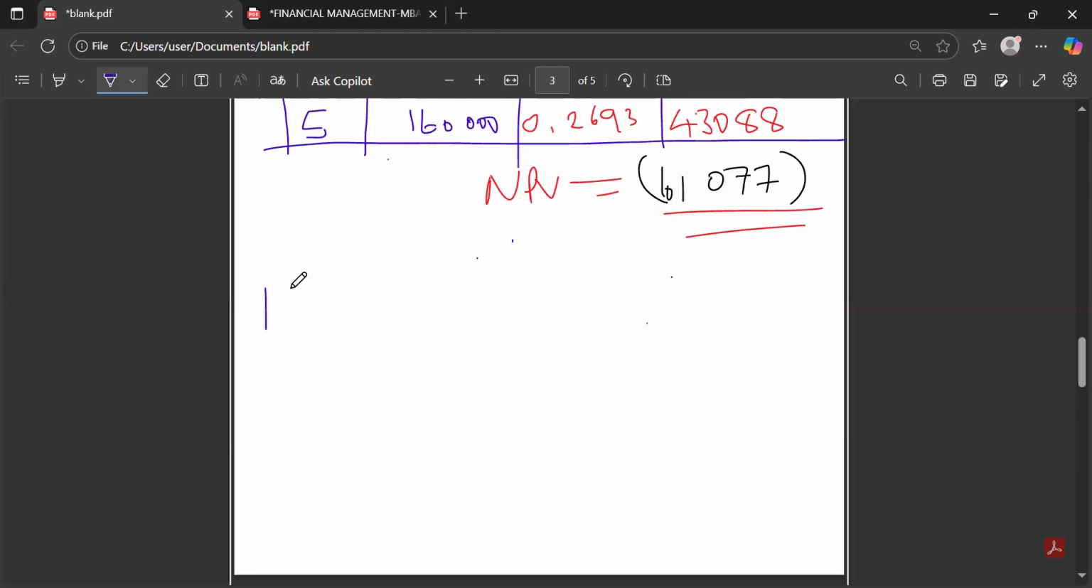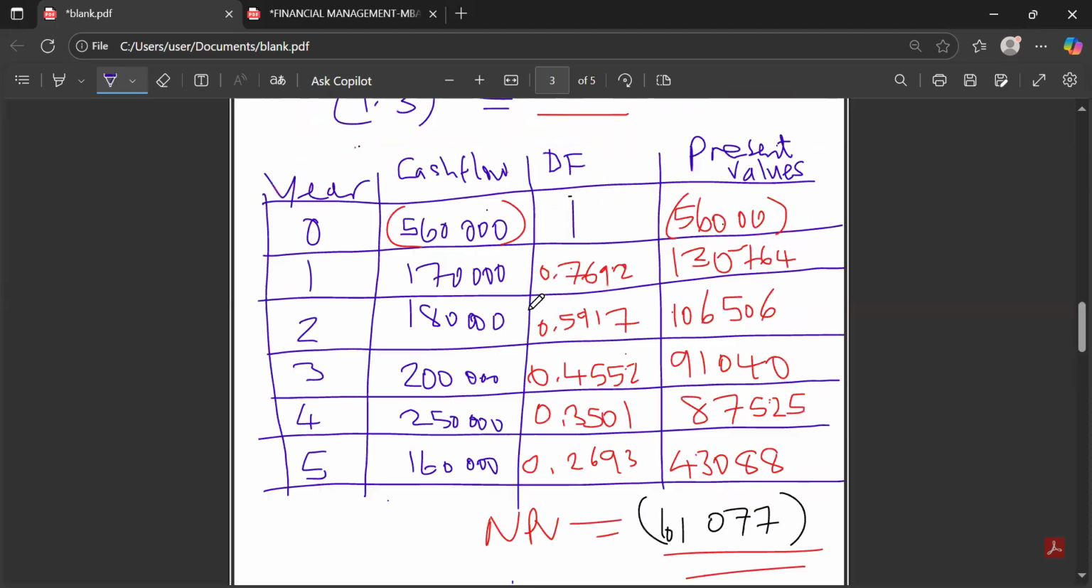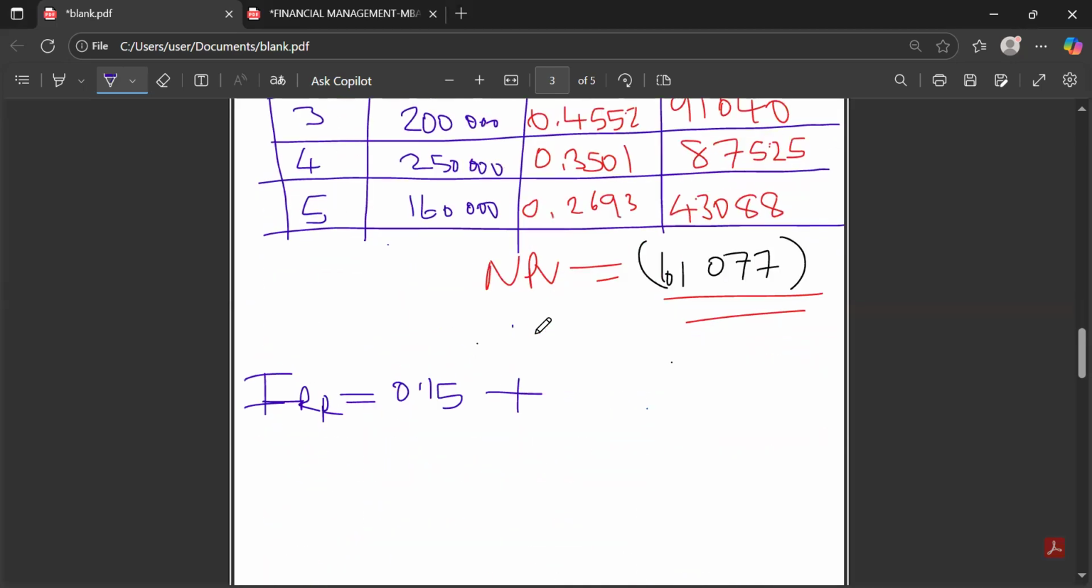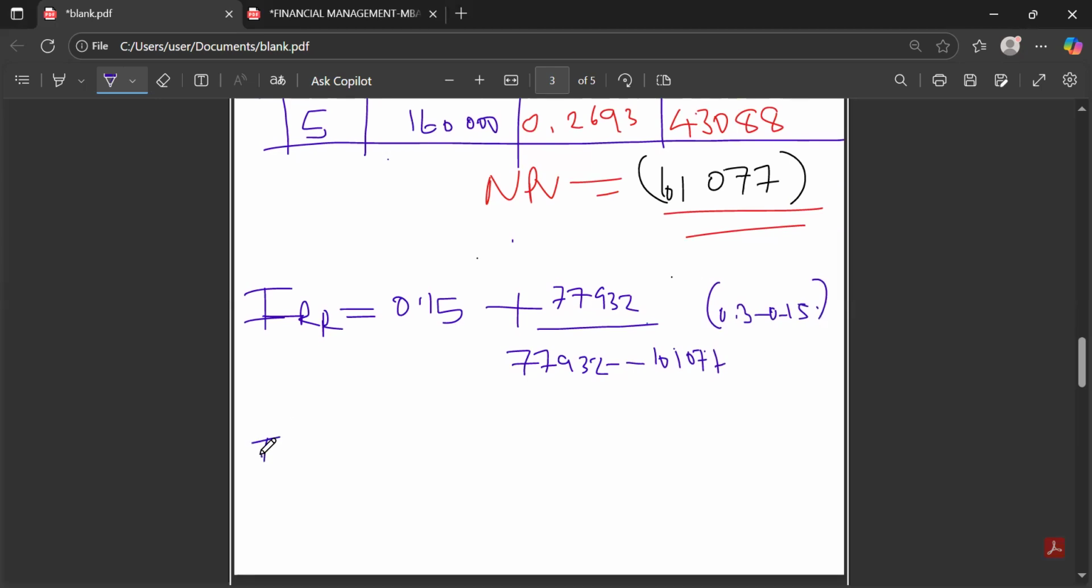Okay, so what is our internal rate of return? Yes, I found the same 101,077. Okay, so negative. The first one is 77,932 over 77,932 minus 101,077, on 0.3 minus 0.15. So even if somebody got maybe 20% and it was able to give a negative, you can go ahead.